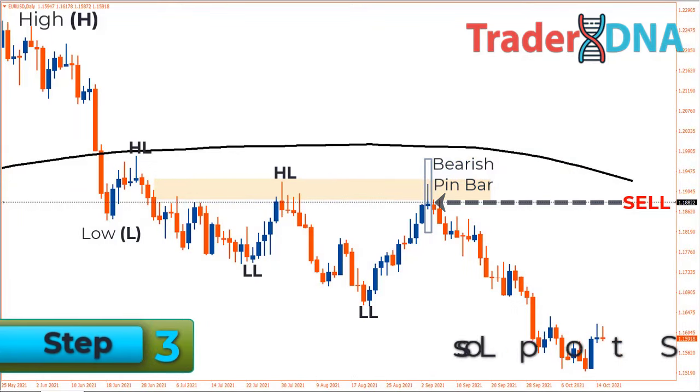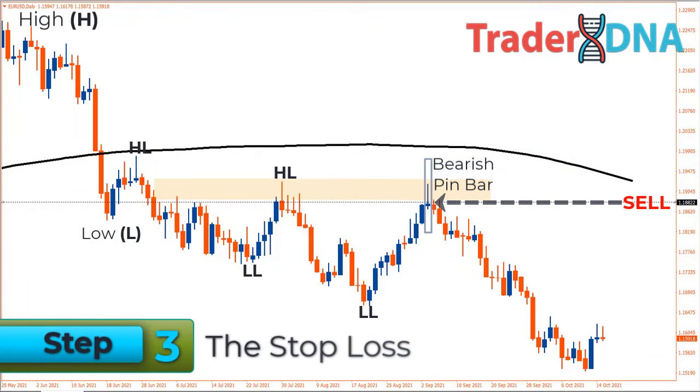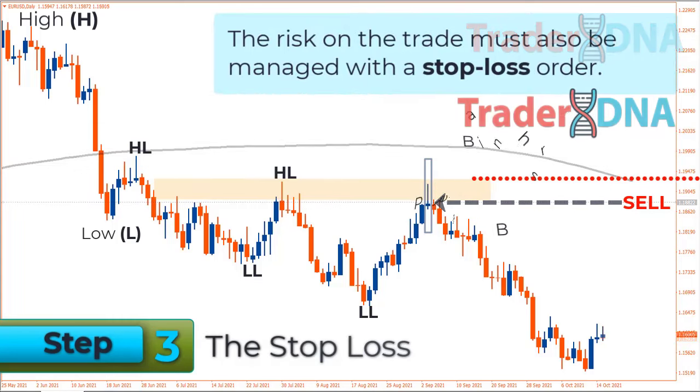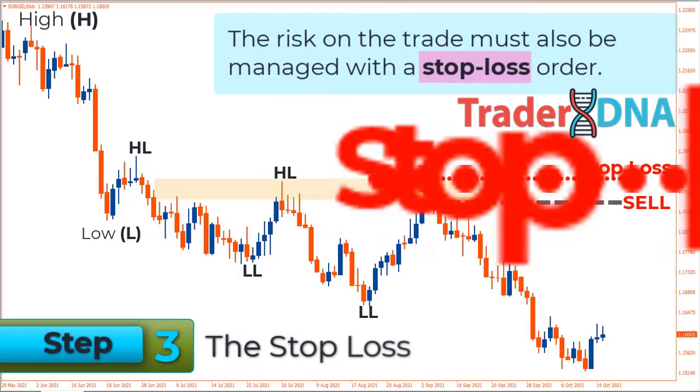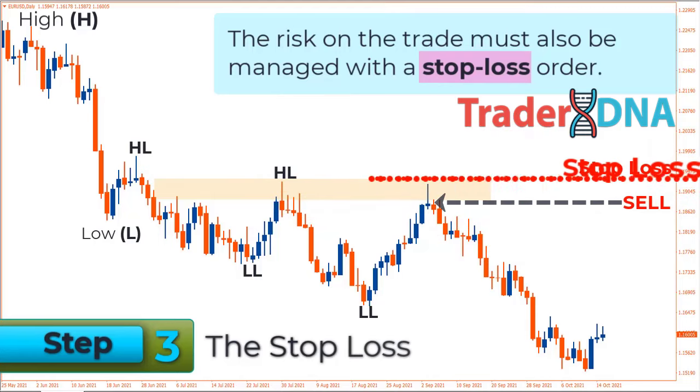Step 3. The stop loss. Having the right conditions for entry and knowing your trade trigger isn't enough to produce a good trade. The risk on that trade must also be managed with a stop loss order. There are multiple ways to place a stop loss. For short trades, a stop loss is often placed just slightly above a recent swing high, and for a long trade just slightly below a recent swing low.